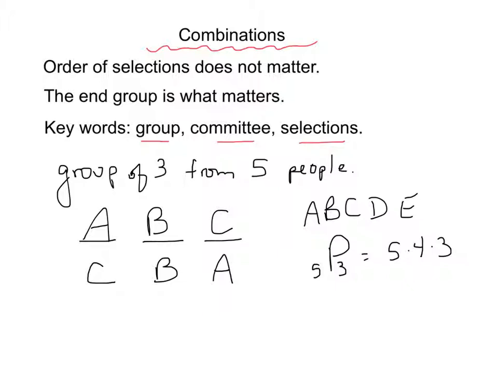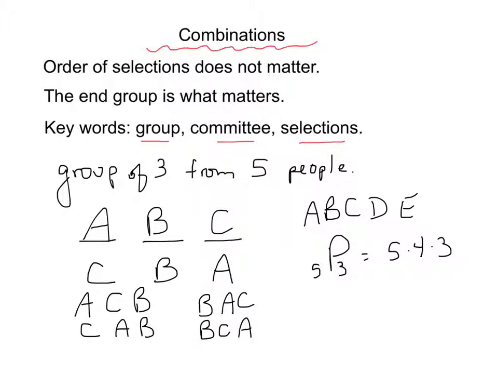So I've got Abigail, Bob, and Claire, Claire, Bob, and Abigail. I could do Abigail, Claire, and Bob. I could do Claire, Abigail, and Bob. I could start with Bob and do Abigail and Claire, or Bob and Claire and Abigail. And you can see here that I have 1, 2, 3, 4, 5, 6 different ways to just arrange those 3 people, Abigail, Bob, and Claire.